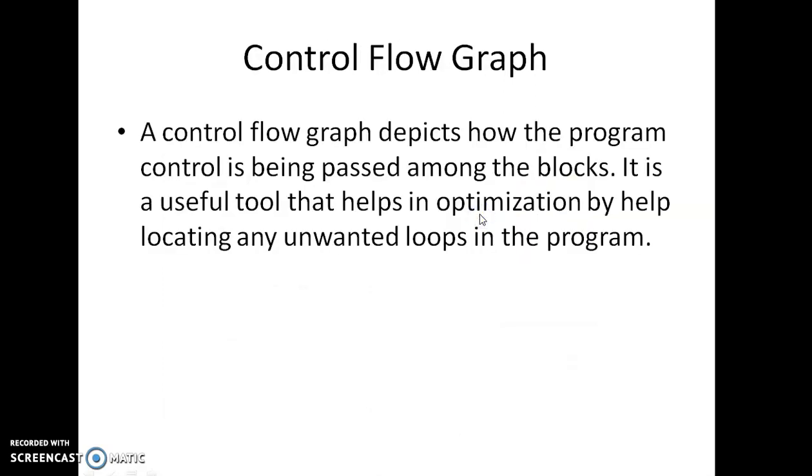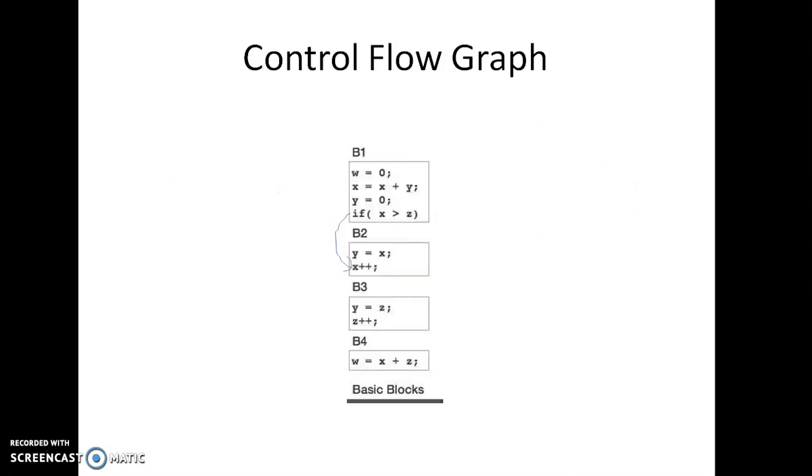Now we should know what is the control flow graph. A control flow graph depicts how the program will be executed, or how the different basic blocks will be executed, how the program's control is being passed among the different basic blocks. So it is a very useful tool for the optimization purpose. With the help of this, we can identify the loops which will not be executed in the program.